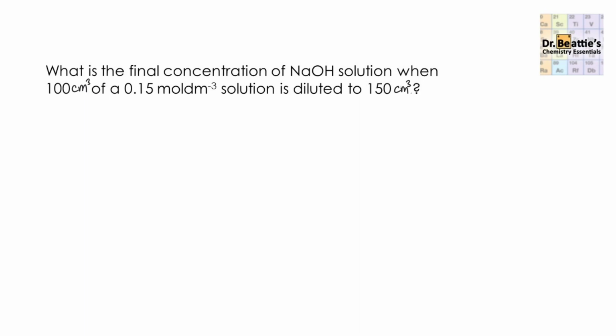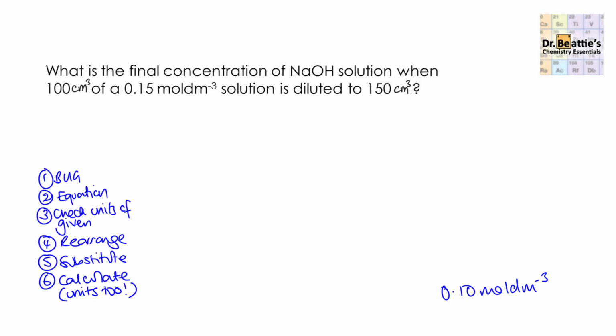So if when you calculated you got the answer of 0.10 moles per decimeter cubed as the concentration, then well done. Now the way in which we go about that is, again with all calculations, let's follow our 6-step approach. So firstly we're going to box the actual thing that we're trying to work out, and that is what the B of BUG stands for, and then UG means to underline any given values.